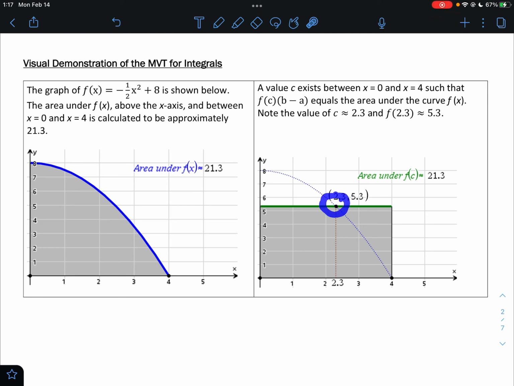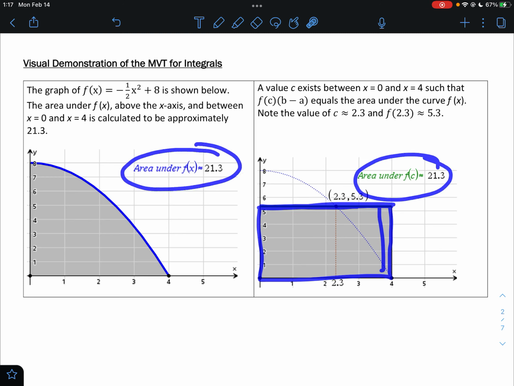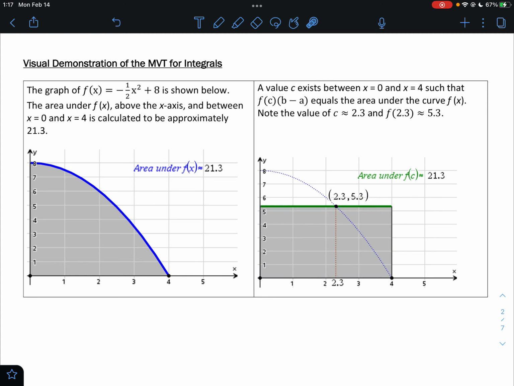But if we took 2.3's height, which is 5.3, and drew in a rectangle from 0 to 4, that area would be the same as the area under the curve. And that's what the mean value theorem for integrals is saying.